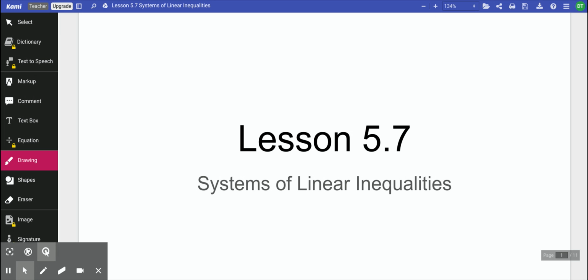But this is lesson 5.7. It's the last lesson in chapter 5 and the unit on systems of equations. And this one involves graphing a system of linear inequalities. So in 5.6, we graphed one linear inequality. Now we're going to be graphing systems of them, which means more than one.